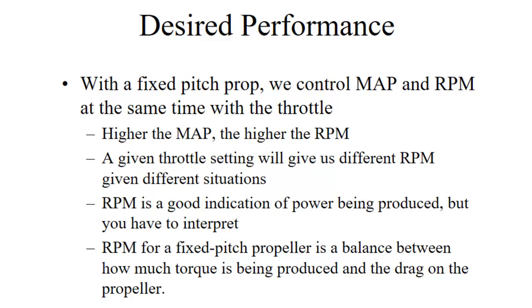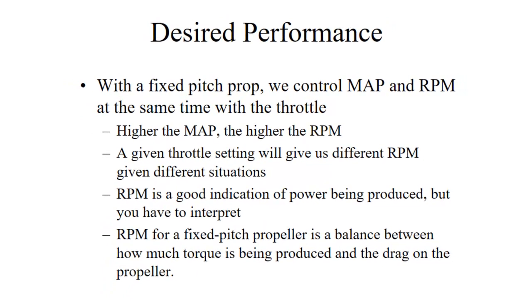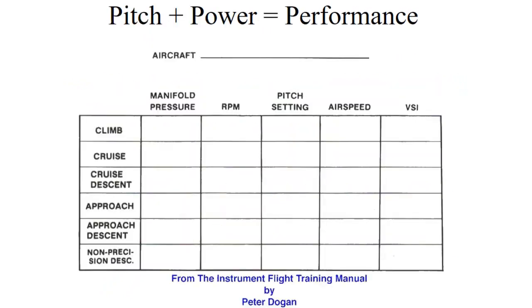The more drag there is, the more torque that is required in order to get a certain RPM. So in order for all of this to make sense, you're going to have to come up with some power settings for your particular aircraft. This chart is out of the Instrument Flight Training Manual by Peter Dogan. A really great book. I'm not sure if it's in print anymore.